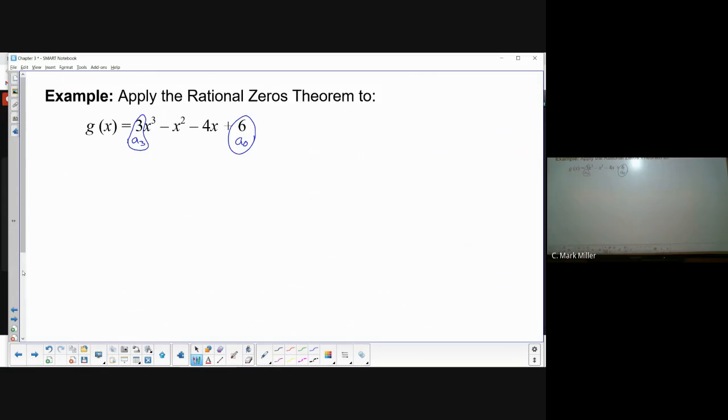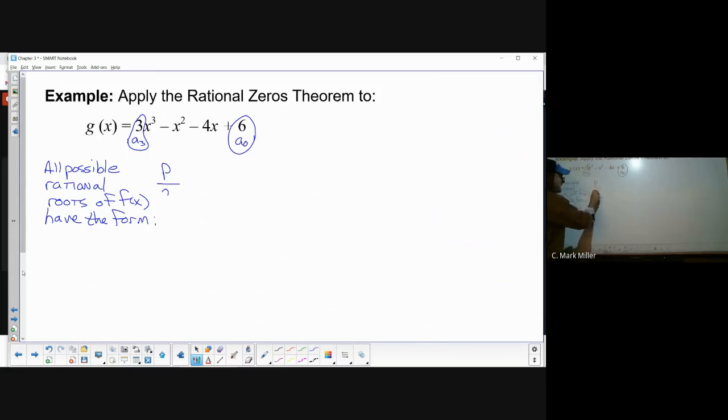So all possible rational roots, I'm going to write way more than you need to write. All possible rational roots of f of x have the form p divided by q.